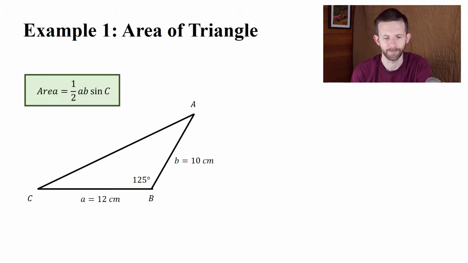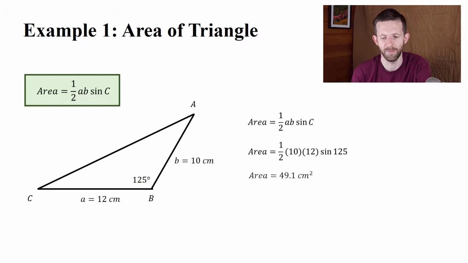Let's apply that. I want to find the area of this triangle. This one is pretty straightforward because I've got two sides and the angle between them, which means I can just plug them into the formula. 1/2 times 10 times 12 times sine of 35 gives me an area of 49.1 squared centimeters. So anytime I've got two sides and the angle between them, I'm good. I can find the area.